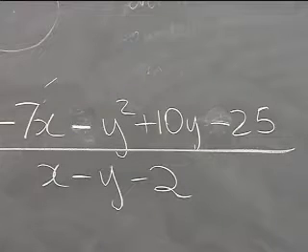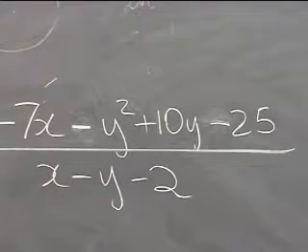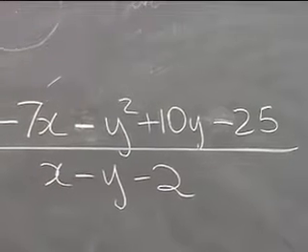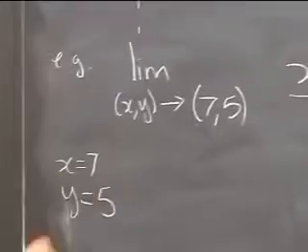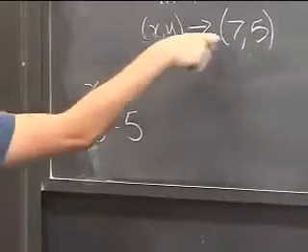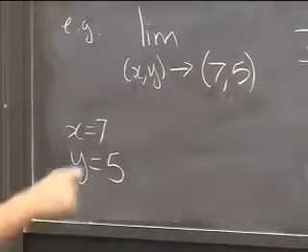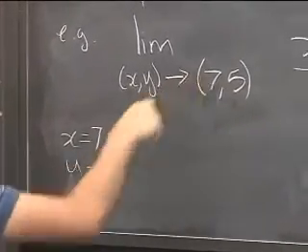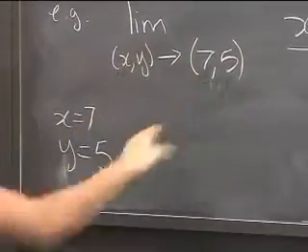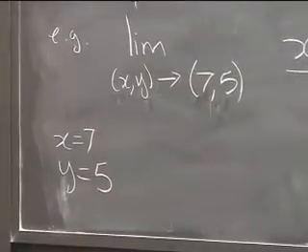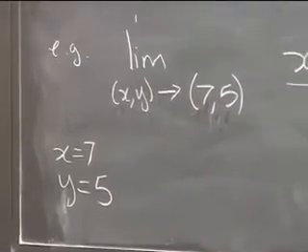Okay, as usual with any limit like this, the first thing you ought to do is just plug in. So try x equals 7 and y equals 5. By the way, this means x goes to 7 and y goes to 5. It does not mean x goes to 5 and y goes to 7. This is observed here. So I plug this in first. And what do you get?